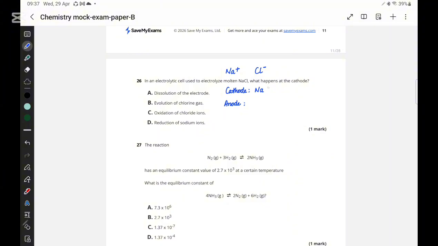The cations always travel to cathode. So cation is Na positive, so it will travel to cathode. Na positive will be gaining 1 electron and forming Na solid, while at anode Cl minus travels and forms 2Cl minus going to Cl2 plus 2 electrons. So what gets deposited at cathode? That is sodium, and reduction of sodium ions takes place there.